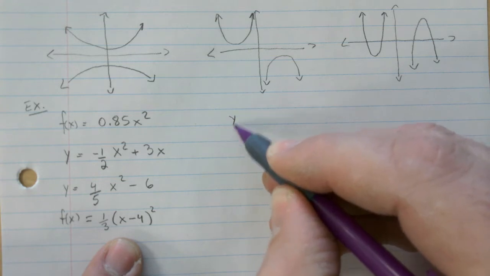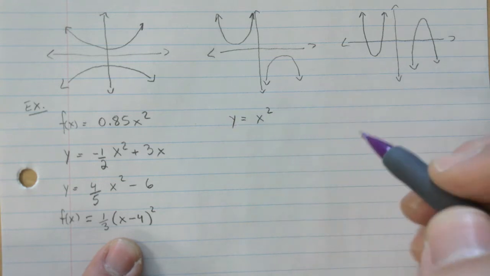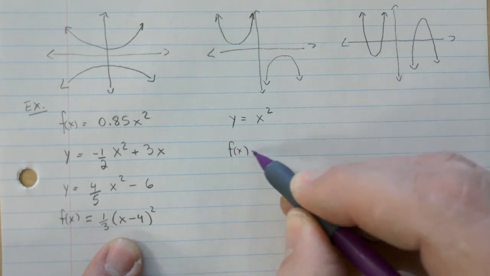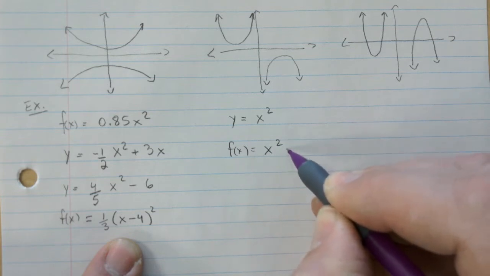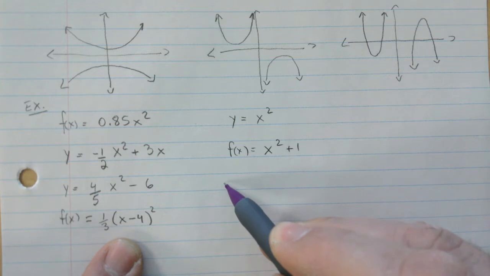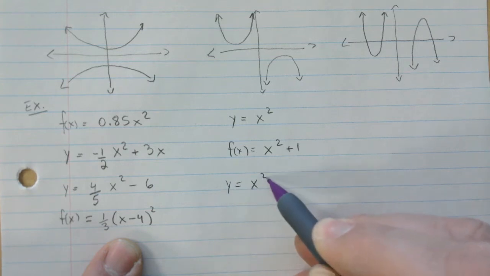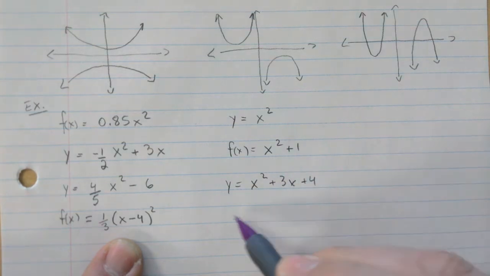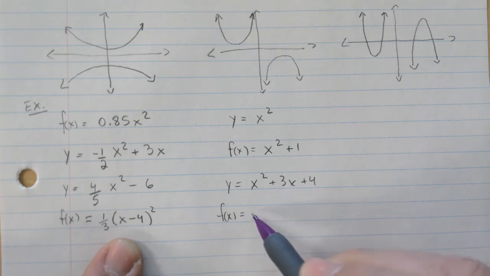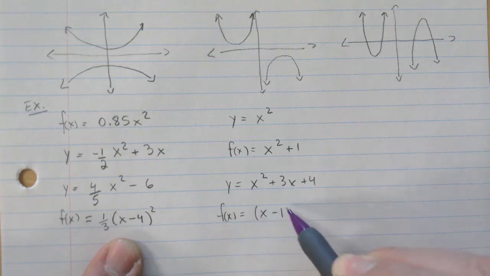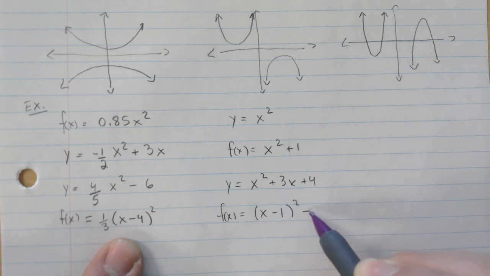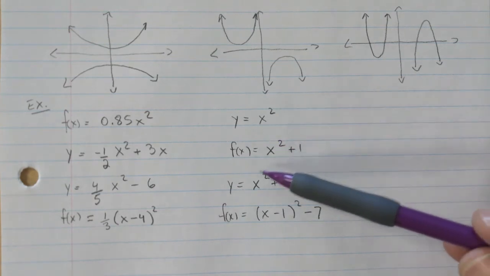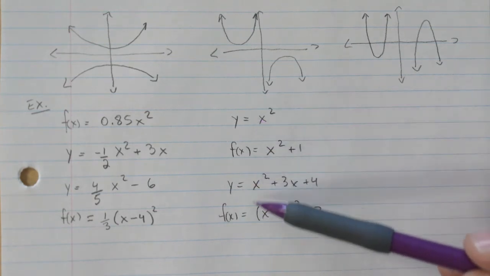So I can scare you with interesting equations. Y is equal to x squared. F of x is equal to x squared plus 1. Y is equal to x squared plus 3x plus 4. F of x is equal to x minus 1 squared minus 7. All of these have a leading coefficient of 1. Every single one of those.